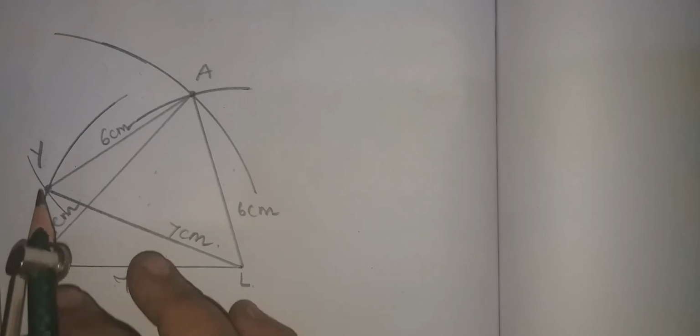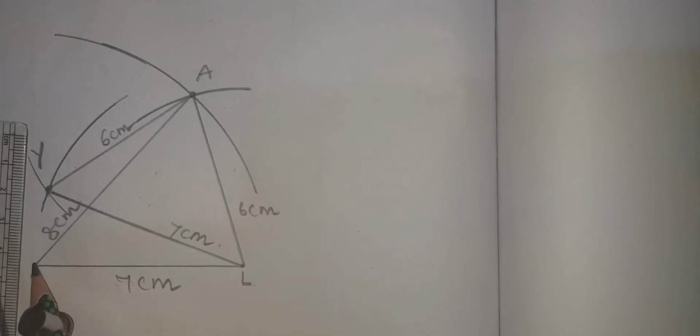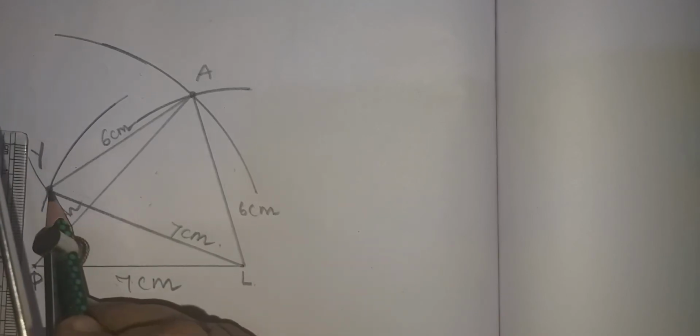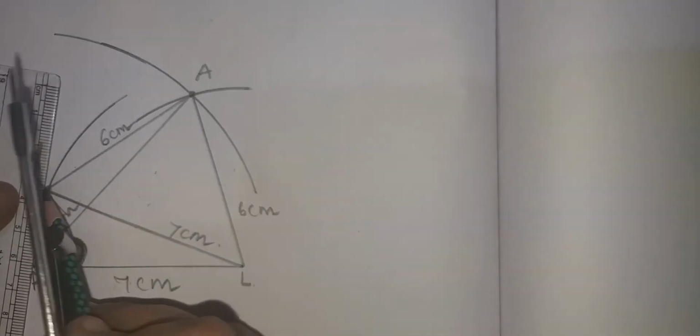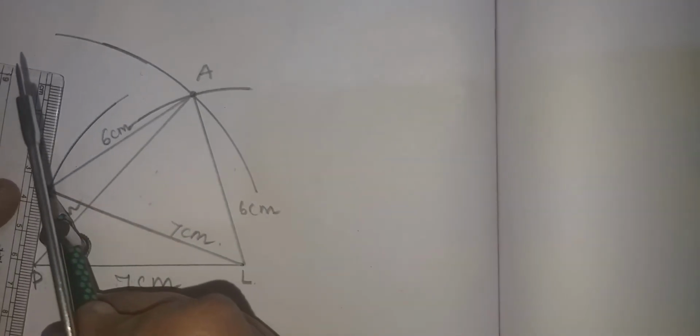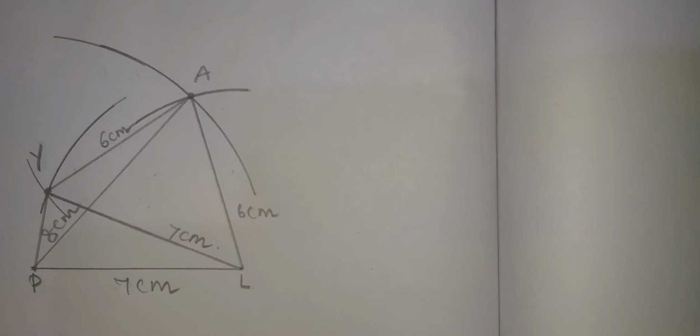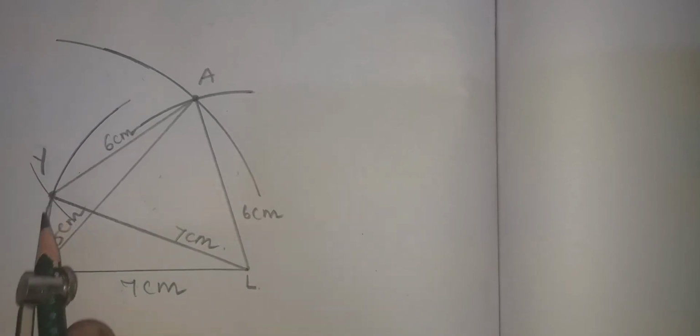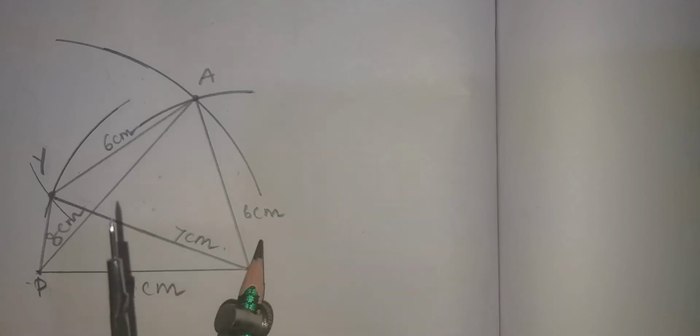Now the other side is not given. So we have to join these 2 points P and Y. This is the other side, right? But the measurement is not given. Okay. So this is the other side we have joined. Now we have drawn the quadrilateral.